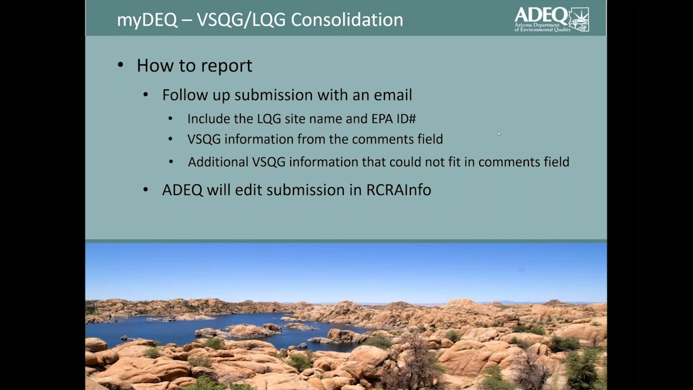Then what will happen is that ADEQ will edit the submission in RCRAInfo the next day. The request will be, after it's approved, will go up to RCRAInfo. It will not have all the VSQGs in there. So we'll go up and we'll add it ourselves. We have the ability to do that. Then if you give us a week to do that, you can go back into RCRAInfo or into ECHO and make sure the edits have been done. And if the edits haven't been done, you can always email us and say, hey, you haven't edited my consolidation request yet.